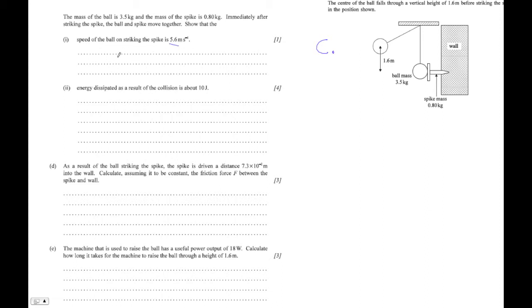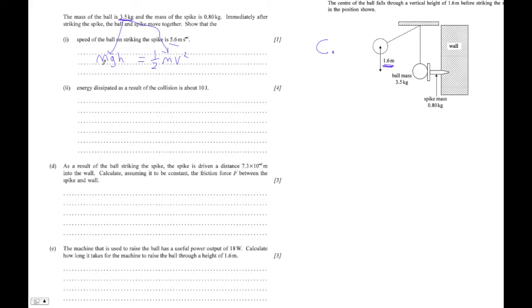So what I'm going to do is I'm going to go mgh, and the m is the 3.5 kilograms, even though we don't really need it, right? g is 9.81, h is the 1.6, right? And then that's going to equal 1/2 mv squared. Notice we don't actually need to know the mass of the ball because it's going to cancel out, right?